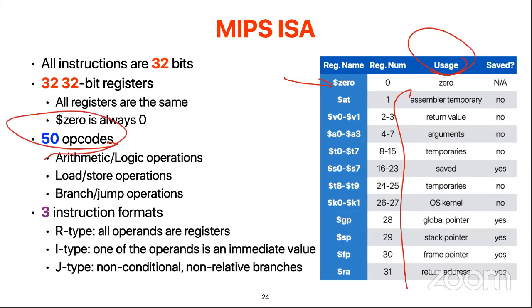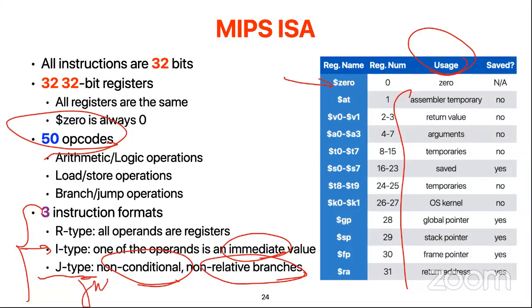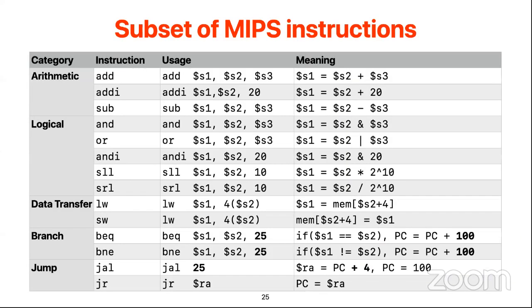And they have 50 opcodes, meaning that they physically support 50 different types of instructions, and they have 3 different instruction formats: the R-type instruction, which is a type of instruction where all operands are registers, and the I-type instruction, called I-type because one of the operands is an immediate value. And there is also the J-type instruction, because it's an unconditional, non-relative branch. So it's basically a jump. So that's why it's called the J-type instruction. So these are the 3 basic types of instructions in the MIPS instruction set architecture.